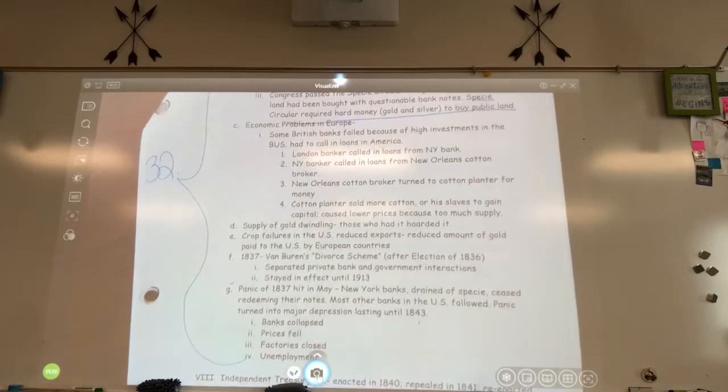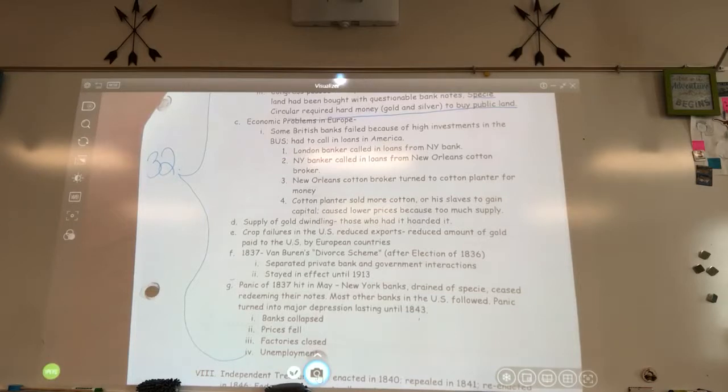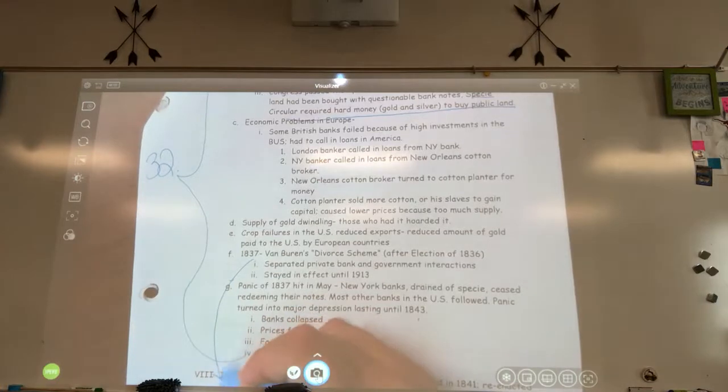We're gonna see the supply of gold, which we've been talking about, has been dwindling, right? So what's happening to our economy? Is it going up or is it going down? We're also gonna see that Martin Van Buren's like, oh my gosh, this is not good. So he creates the Independent Treasury bill that comes from the divorce scheme, okay? Which this is number 33.